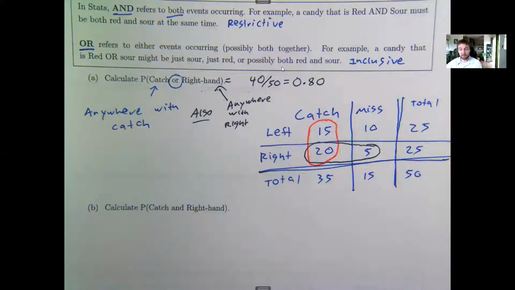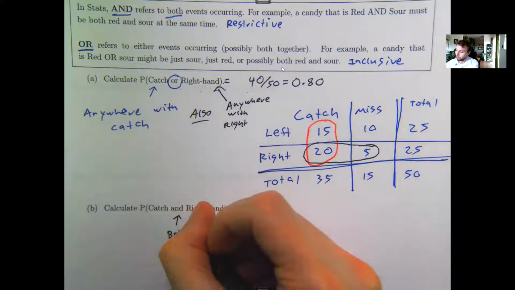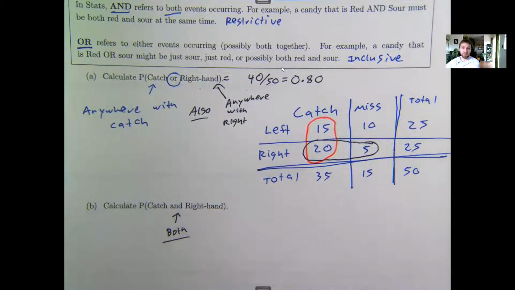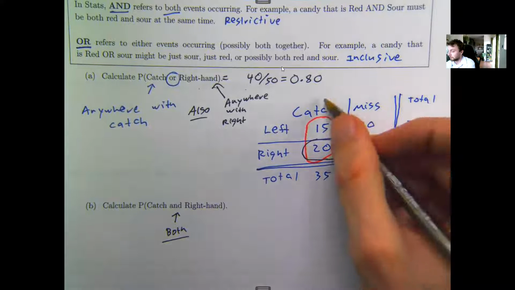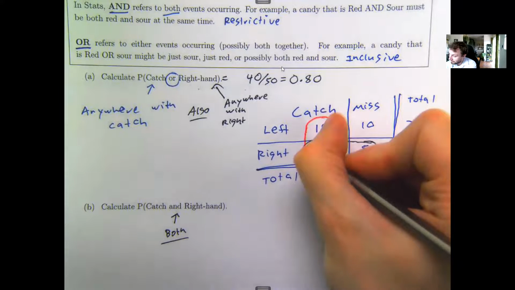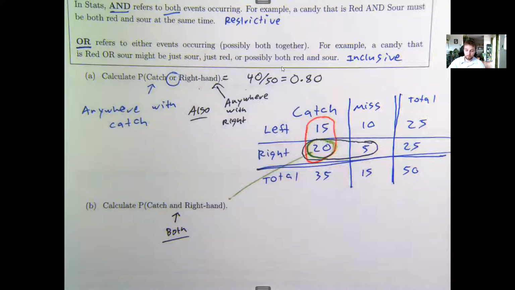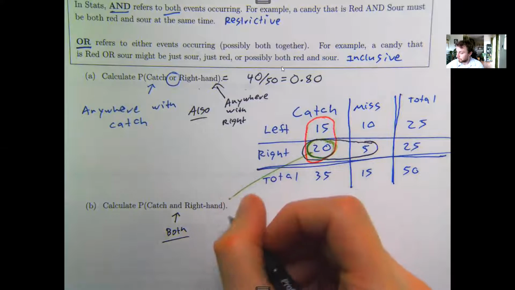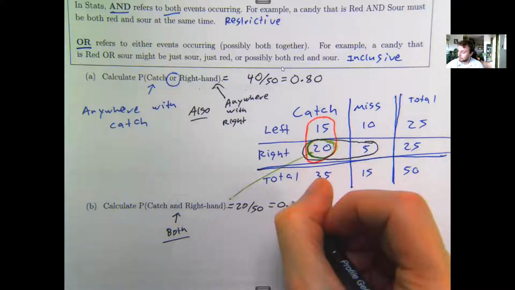Let's check out the and language. And when you see the word and, you should really think both. This is where those things meet up. So this would only be the spot with both catching and right hand meeting. So it would just be that single value here of 20. So this probability, the intersection, is 20 out of the total of 50, and that's 40%.